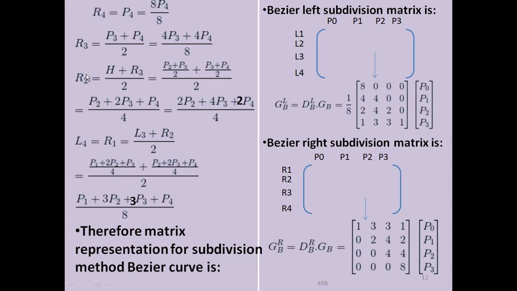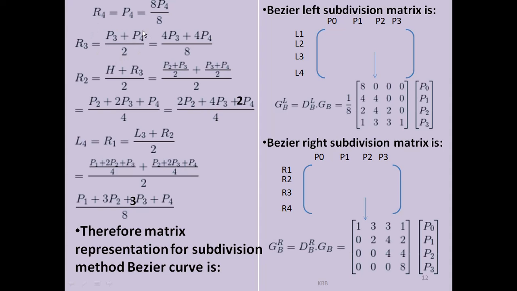That's why the expression for R1 is the same as L4. Then R2 is nothing but the midpoint of H and R3, so we have formed the expression as H plus R3 divided by 2. Sorry, here I have mistakenly written 4. It should be 8, as we have to convert each expression to have denominator 8. So we have multiplied the numerator as well as the denominator by 2, and we get 2P2 plus 4P3 plus 2P4 divided by 8. So this is the expression for R2. Similarly for R3, R3 is the midpoint of line segment P3, P4.